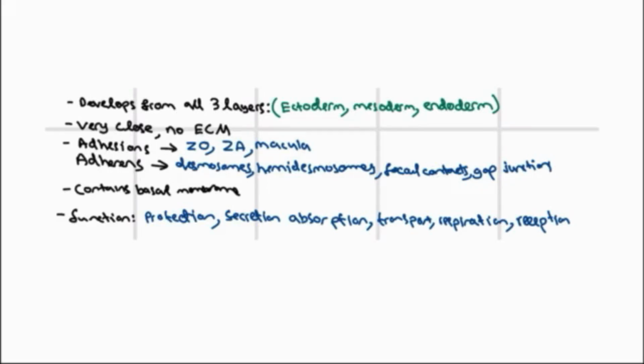You also have cell adhesions, so you've got zona occludens, zona adherens, and macula adherens. So the three junctions basically. You can have desmosomes, hemidesmosomes, focal contacts, gap junctions, and the basal membrane is very important. That's found under the epithelium. It serves many functions, but we'll get into that later.